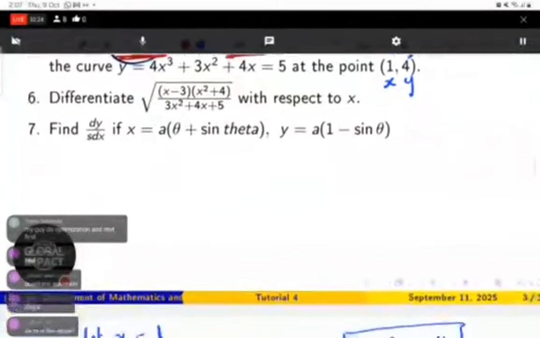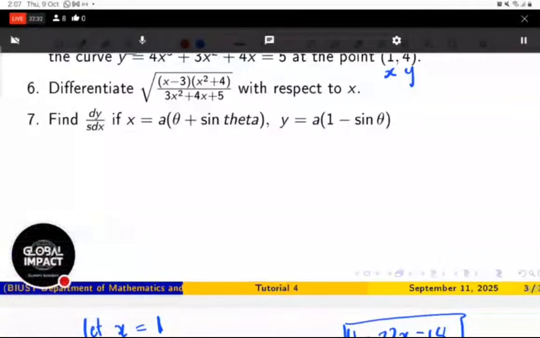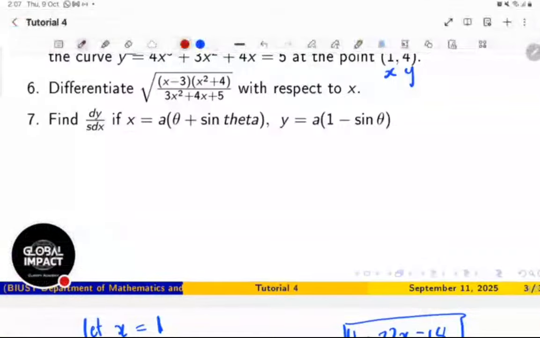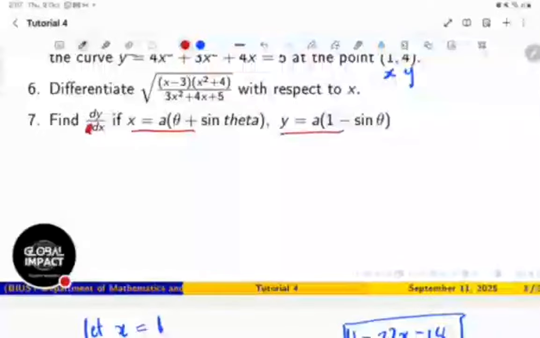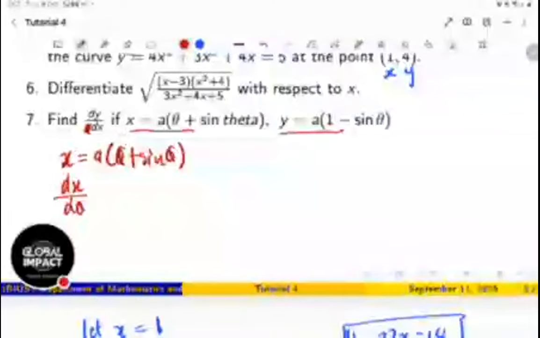Look at what we do now. Okay, parametric. I'll go to optimization and the mean value theorem later. Look at what you do for parametric. What do I do for parametric? I have dy/dx. They want dy/dx. I have x and y. So I can read it to say x is equal to a times (theta plus sine theta). So what do I get? I can get dx/d theta because it's in terms of theta.